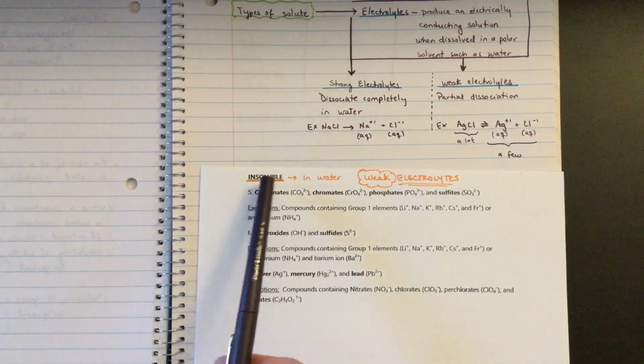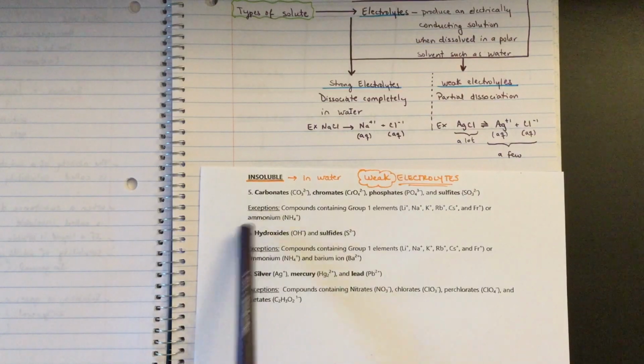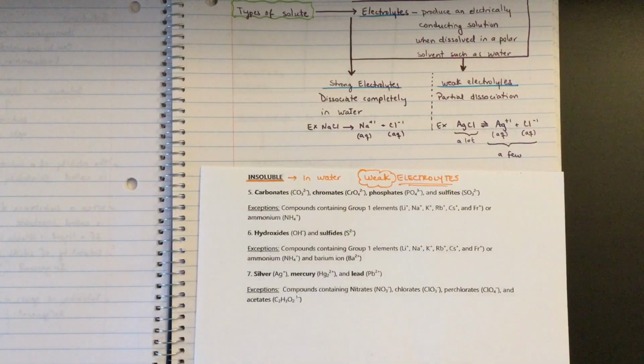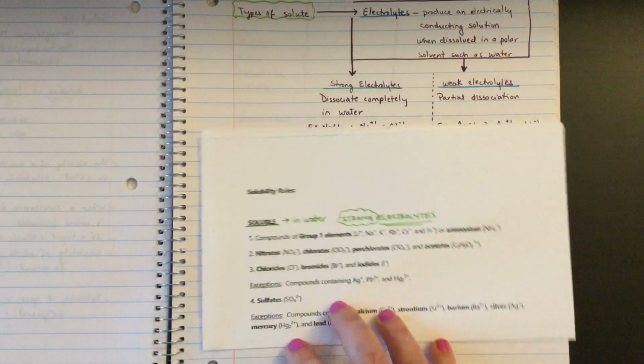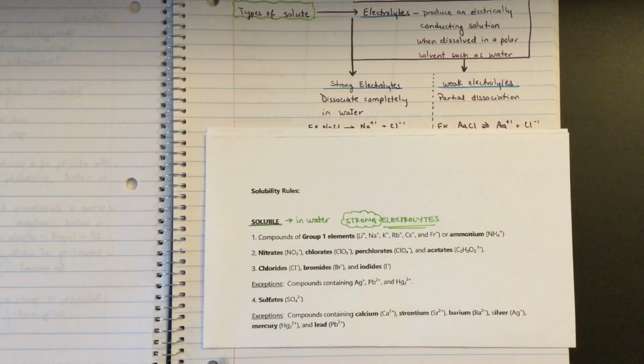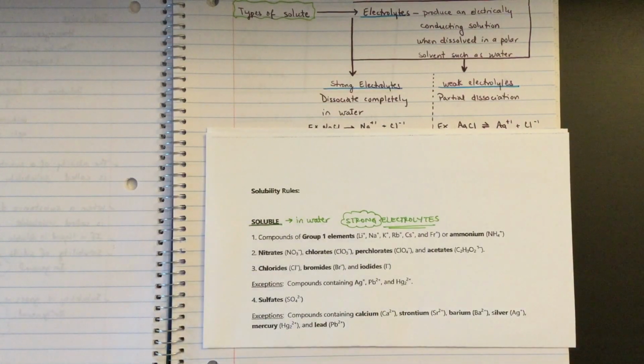Okay? So the exceptions in this part of your rules are telling you which ones are soluble, and the exceptions in this half here are telling you which ones are insoluble. Okay, they are the exceptions to the soluble ones.